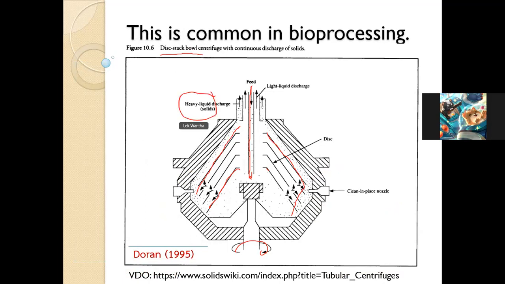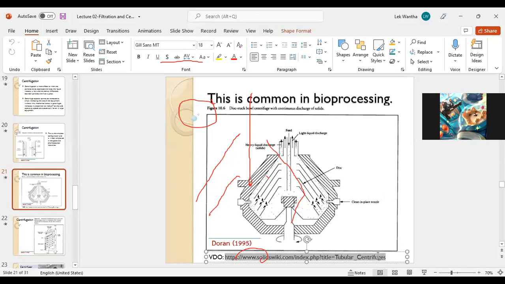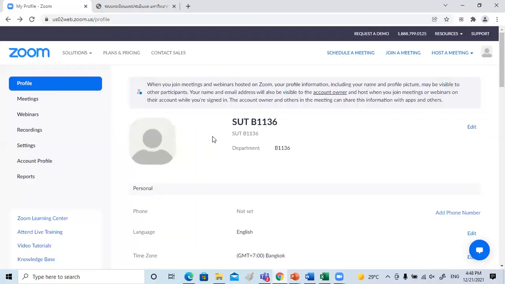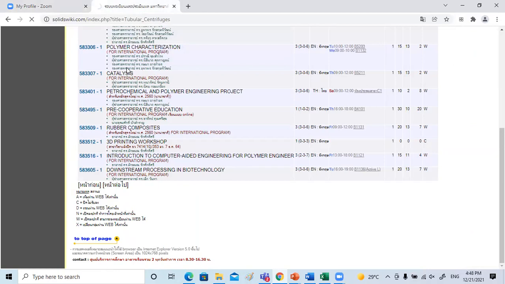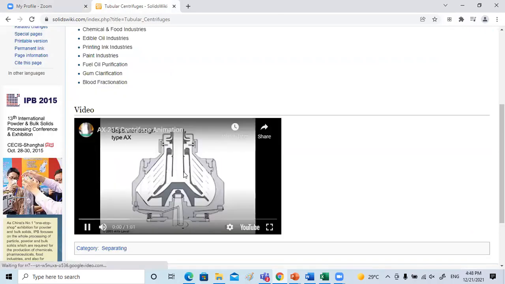and you can collect the solid by throwing it out. You use this for disc bowl centrifugation. I think we have some examples. The configuration will be shown in the video, either tubular or disc bowl. This is disc bowl centrifugation.